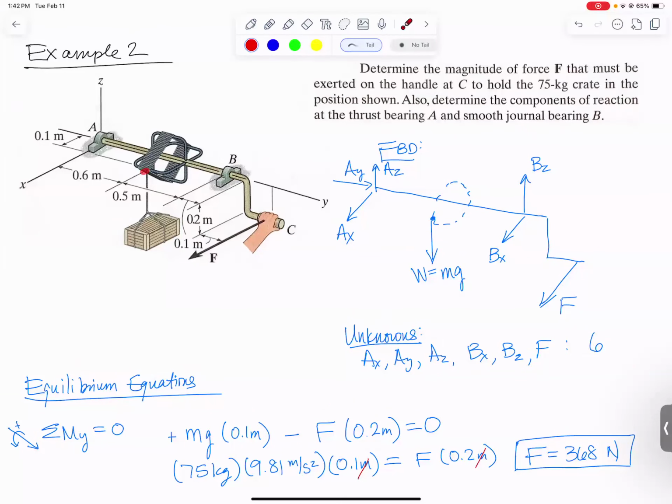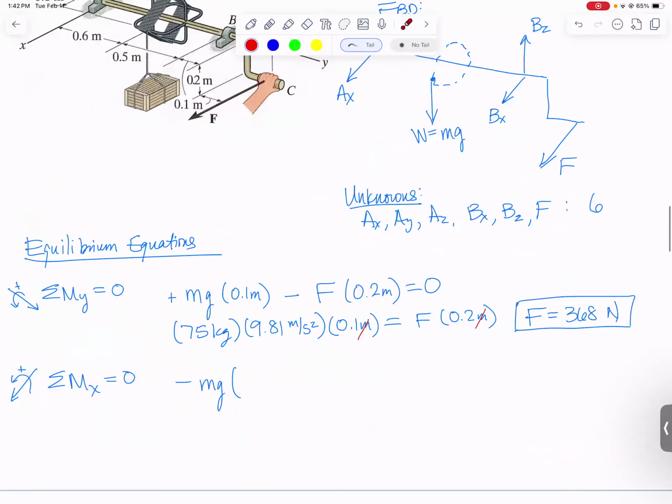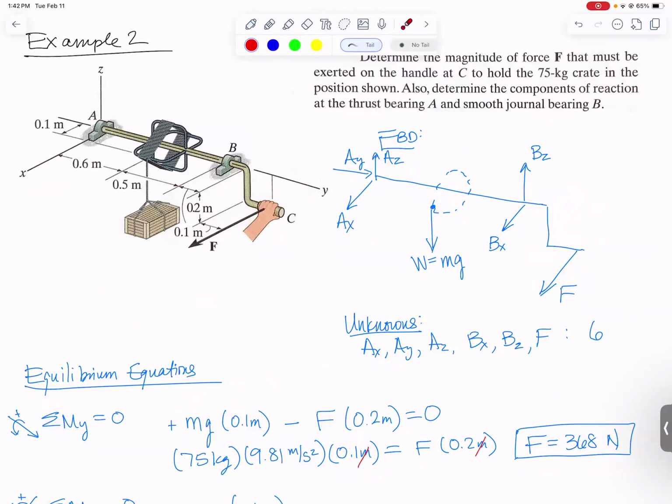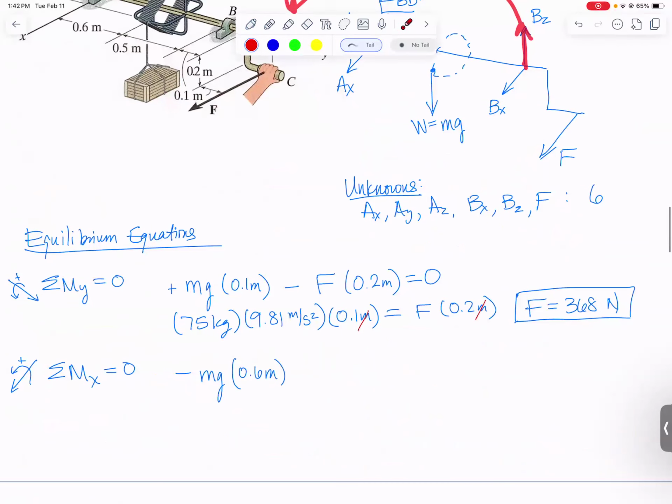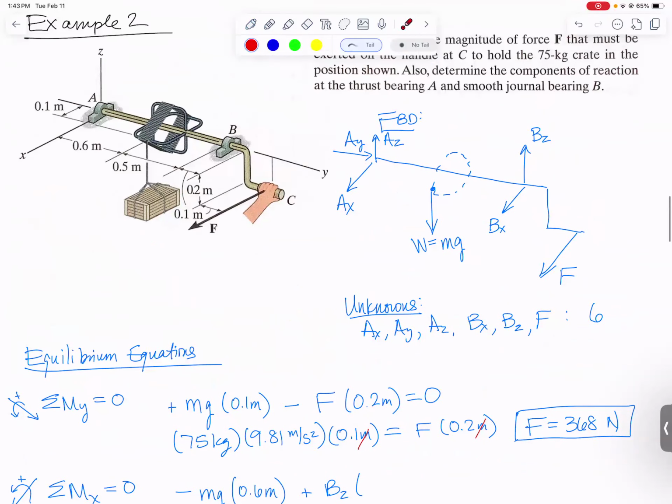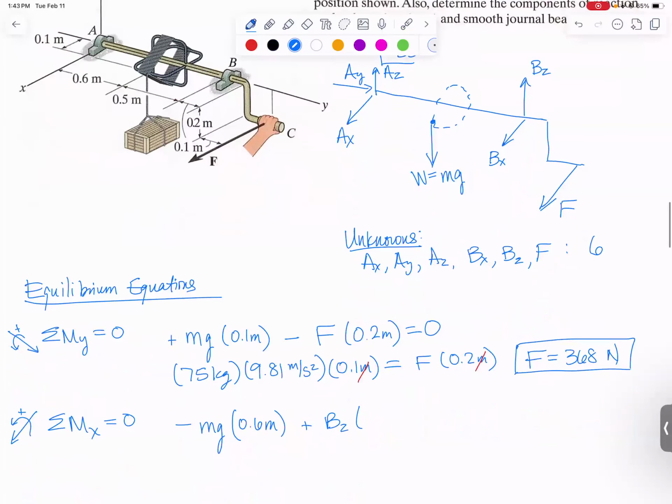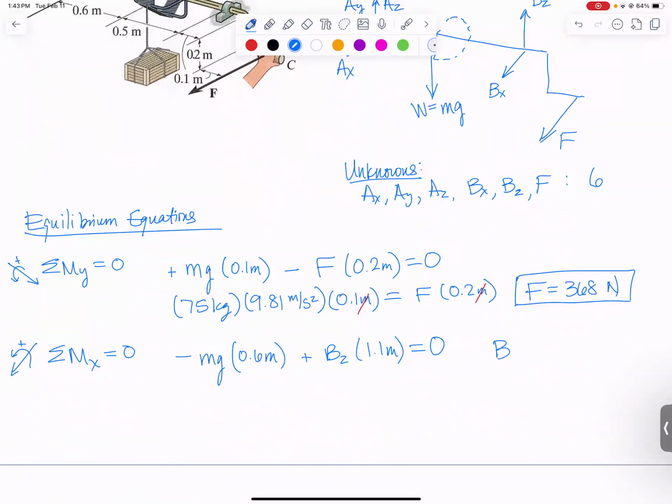Looks like this perpendicular distance away from the x-axis is going to be 0.6 meters. So multiply that times 0.6 meters. And then the only other force that we decided would cause a moment about the x-axis is BZ. It's going to cause a positive moment about the x-axis. So plus BZ, and its distance away from A, I've got to go this way, take my perpendicular distance. So I'll have 0.6 plus 0.5, so this is times 1.1 meters, equal to 0. Solving, we get that BZ comes out to be positive 401 newtons.